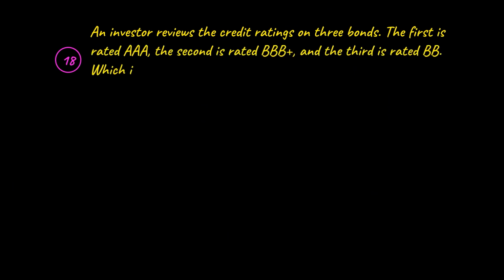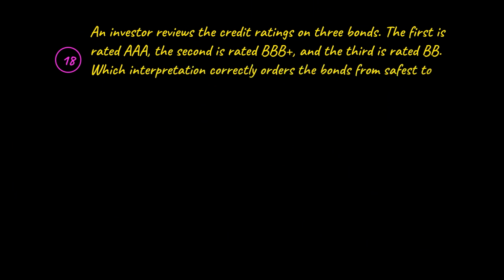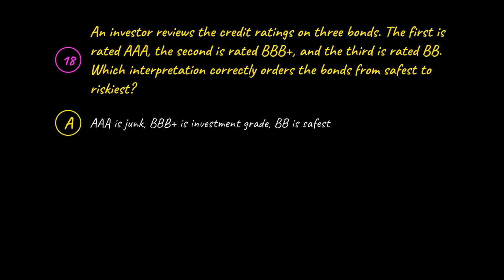Question 18. An investor reviews the credit ratings on 3 bonds. The first is rated AA, the second is rated BBB+, and the third is rated BB. Which interpretation correctly orders the bonds from safest to riskiest? Your options are: A. AAA is junk, BBB+ is investment grade, BB is safest.